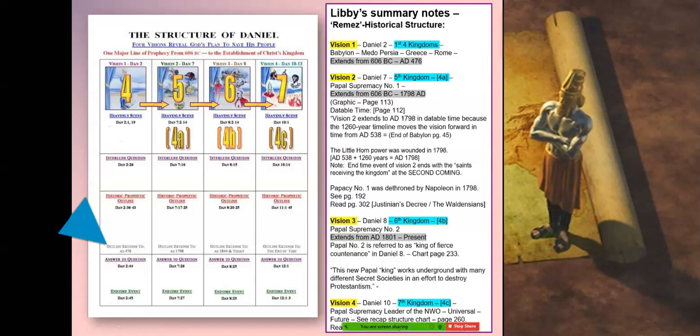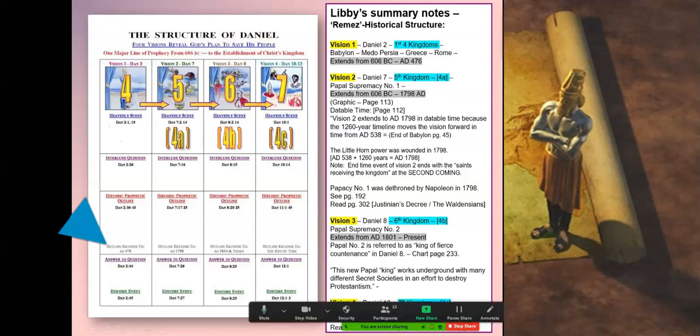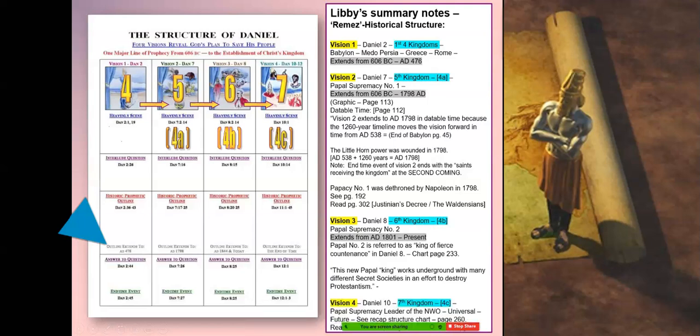And then Vision 3 will tell us of the 6th kingdom, 4B. And that's papal supremacy number 2. So we just saw how Napoleon dethroned papacy number 1. And so now we see the establishment of papal supremacy number 2.